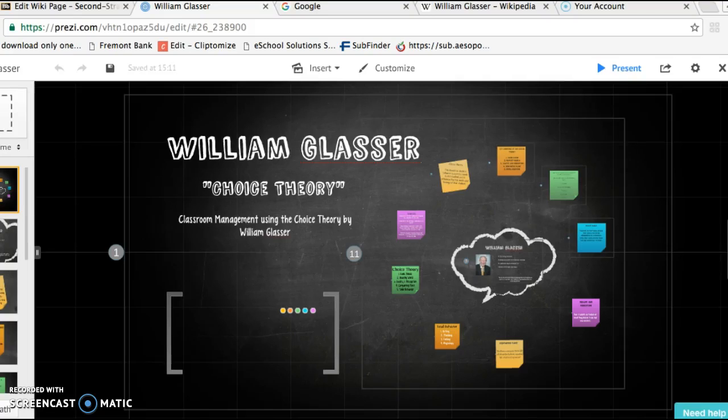Hi guys, this is Taylor, Kevin, and Justin working on William Glasser's choice theory, who he is, and what choice theory involves with classroom management.